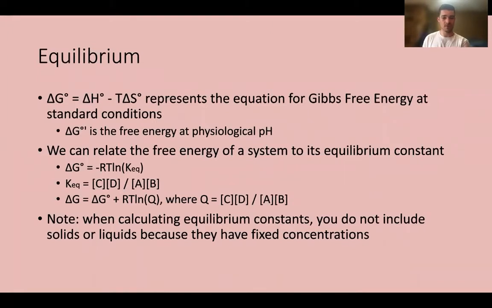So if we take the natural log of that, multiply it by the gas constant times the ambient temperature, and we add that to the standard delta G, we are going to find the actual delta G for the specific reaction that we're looking at.